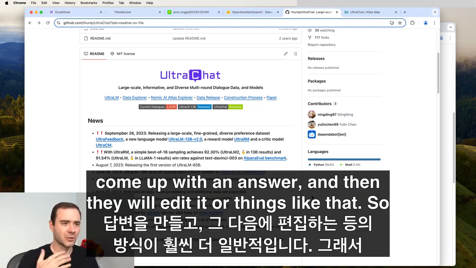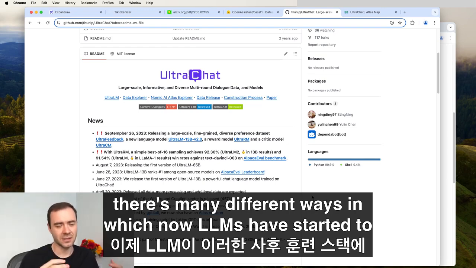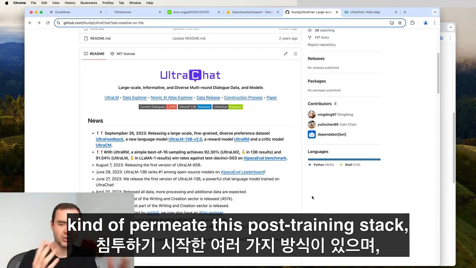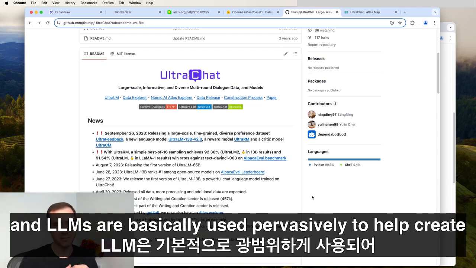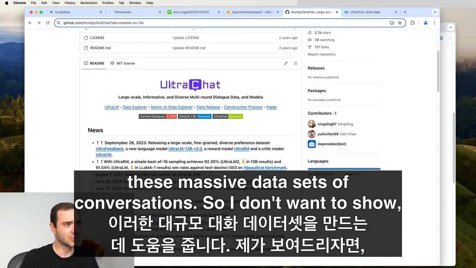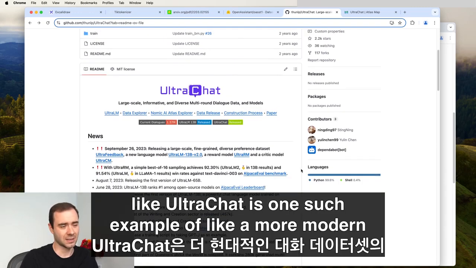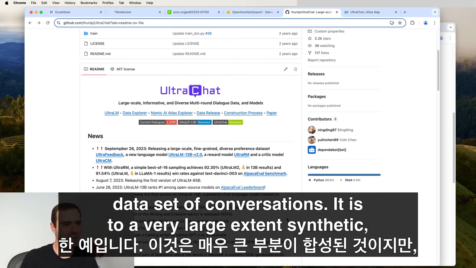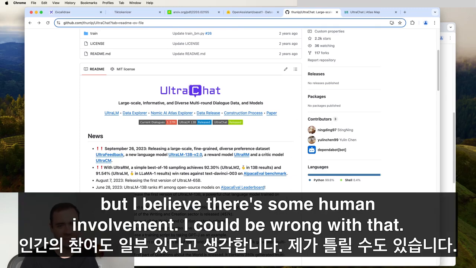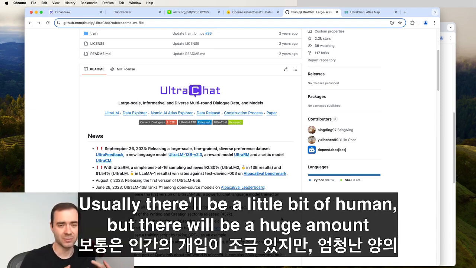So there are many different ways in which LLMs have started to permeate this post-training stack. LLMs are used pervasively to help create these massive data sets of conversations. UltraChat is one such example of a more modern data set of conversations. It is to a very large extent synthetic, but I believe there's some human involvement. I could be wrong about that. Usually there will be a little bit of human, but a huge amount of synthetic help.